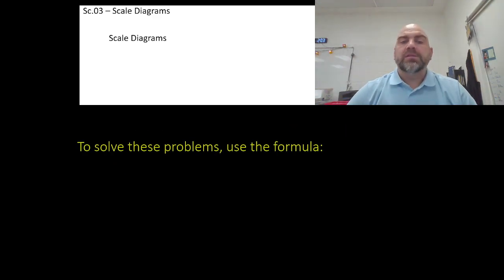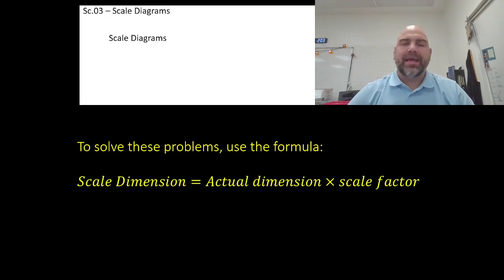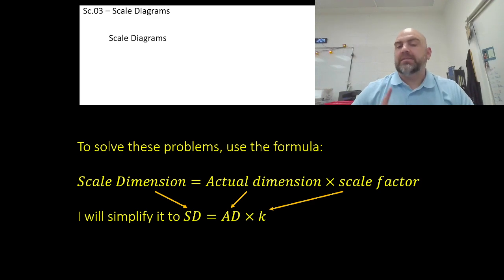Now, to solve these problems, we're going to use this formula right here. Our scale dimension, our model, is equal to the actual dimension times the scale factor. So scale dimension is on this side, then actual dimension, and then scale factor. I get flipped around a little bit sometimes. That's how we're going to describe our equation. We're going to use this over the course of scale diagrams as well as area and volume a little bit later on. Now, this equation is a lot of words, so I like to simplify it. SD is equal to AD times K, K being our scale factor, AD being actual dimension, and SD being our scale dimension.